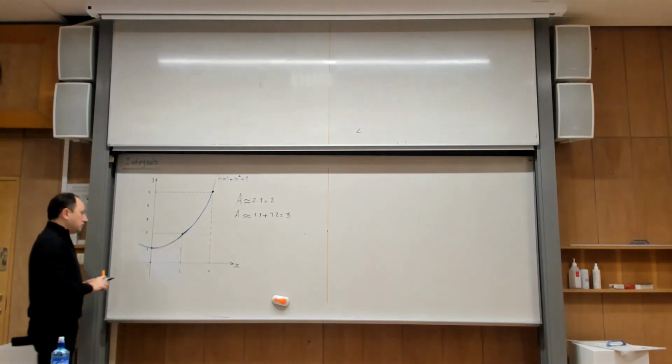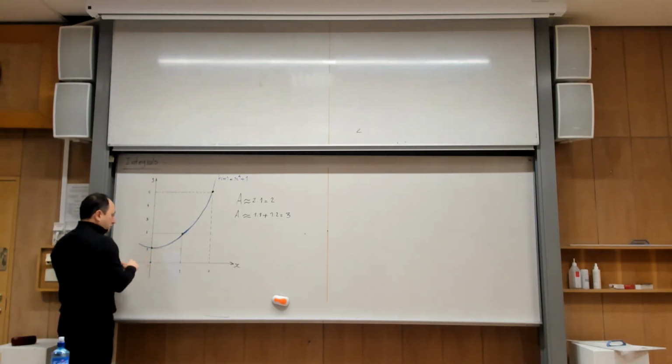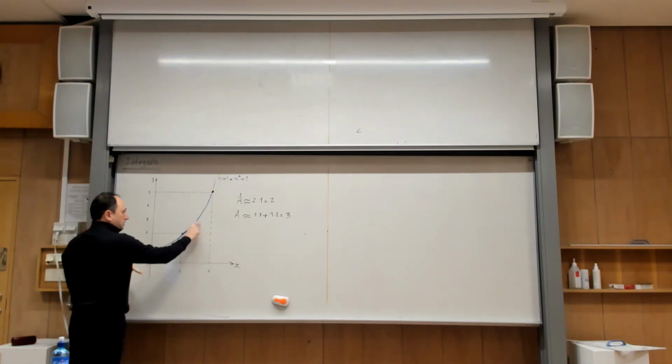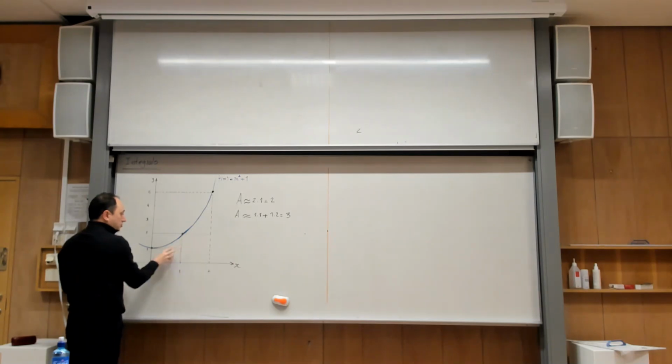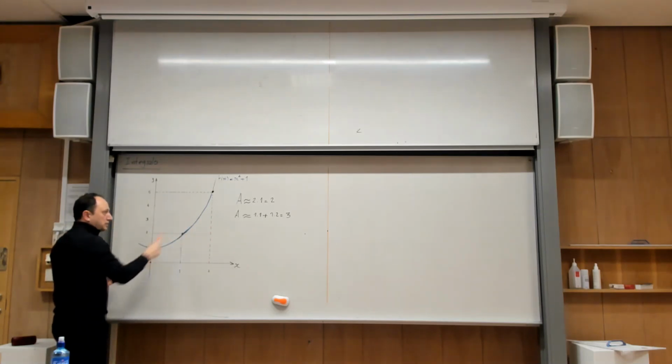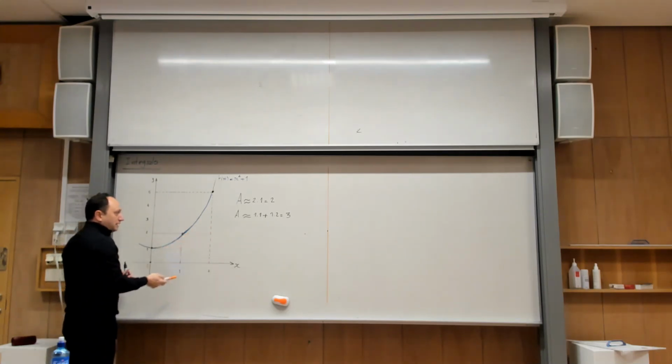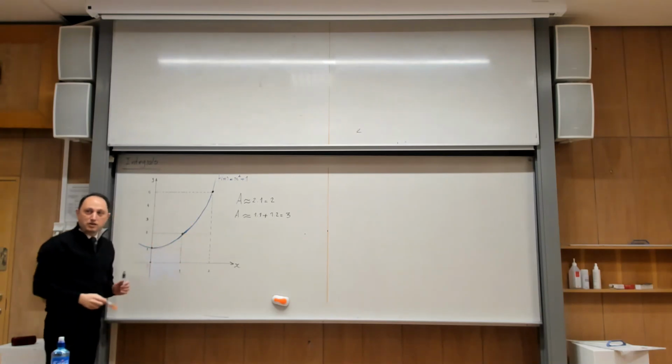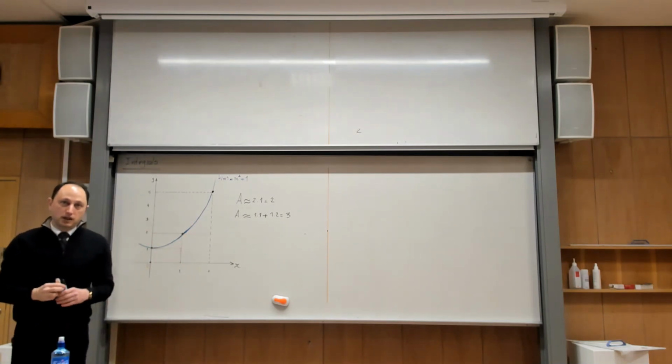Why? Because I am not considering this part. I am not considering this part. I am not considering this part. So if I add these two numbers, it becomes approximately equal to the area that I am trying to find. But I hope that you agree with me, this is a better approximation than the previous one. That is the whole point.